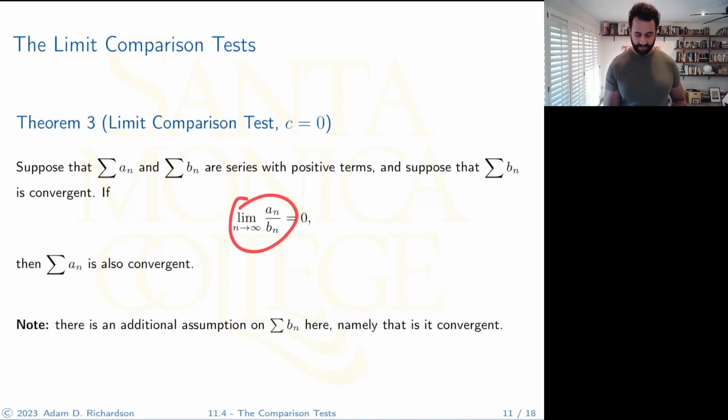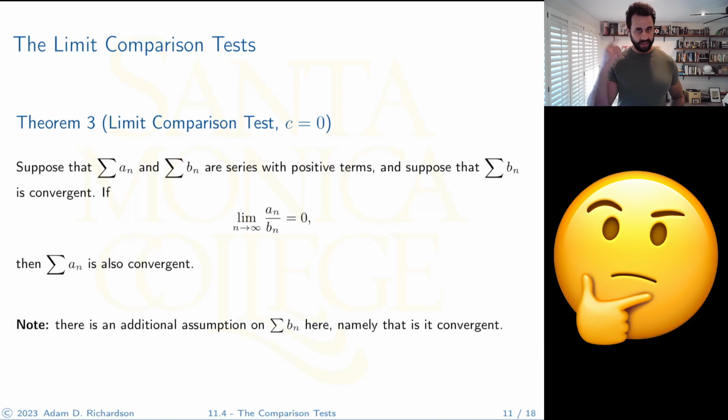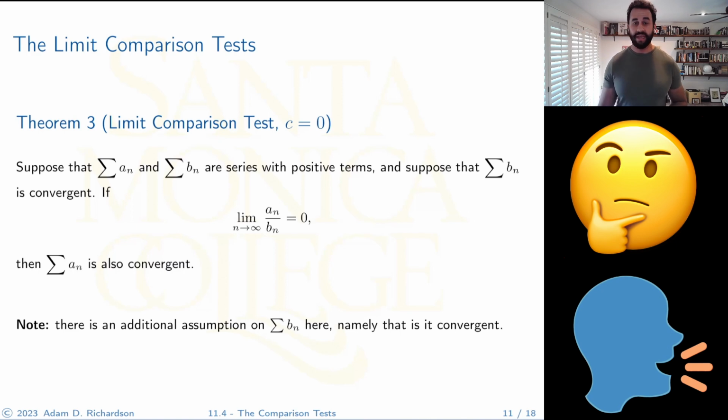Then if this limit, the limit of a sub n over b sub n, is equal to 0, then the series with the a sub n terms is also convergent. Okay, also convergent. So again, I'm going to throw up the thinker, read this note that I have at the bottom, think about this theorem, say it out loud in your head a couple times.